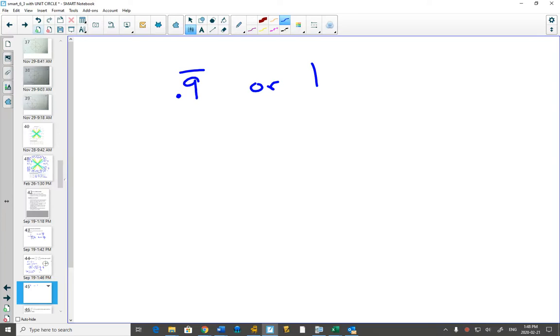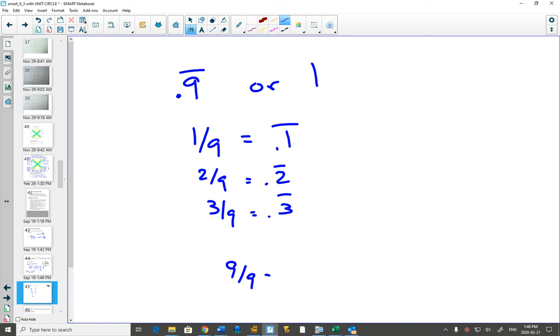And this is the reason I thought of it. Okay? Does anybody know how to change 1 over 9 to a decimal? If you go to your calculator, you could do it. Does anybody know what it is? 0.1 repeated, right? And 2 over 9? 0.2 repeated. And 3 over 9? 0.3 repeated. And 4 over 9 and 5 over, and so what's 9 over 9? 0.9 repeated.